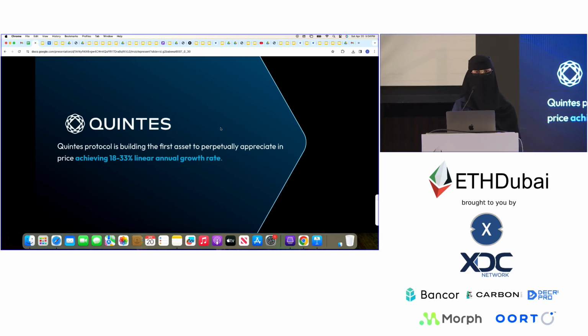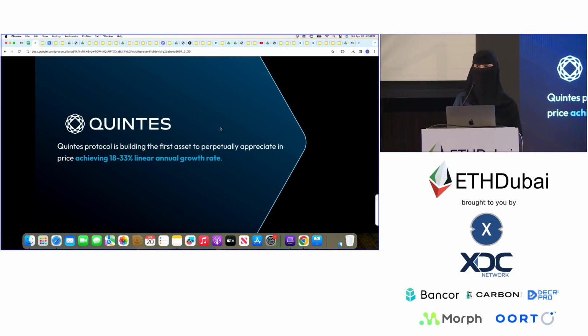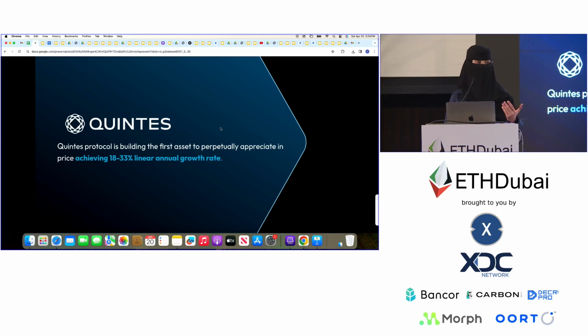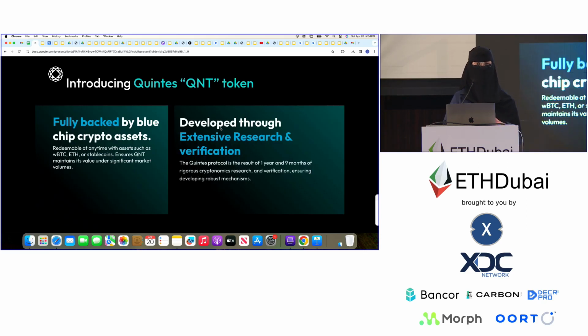So Quantus Protocol is building the first perpetually appreciating asset, achieving an annual growth rate of 18 to 30%. It is fully backed by collateral and redeemable at any time. The collateral is stablecoins, Bitcoin and Ethereum.